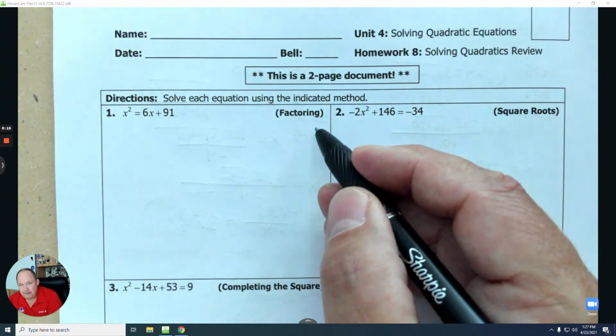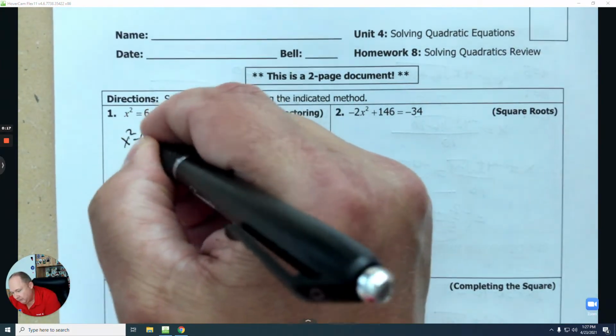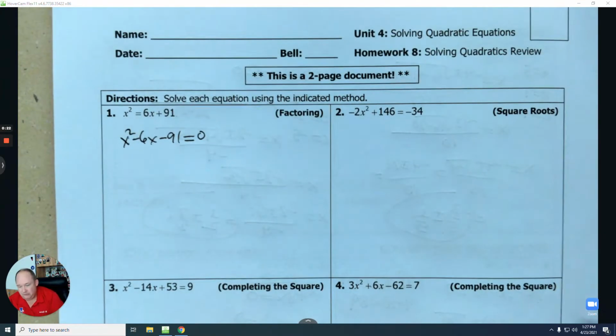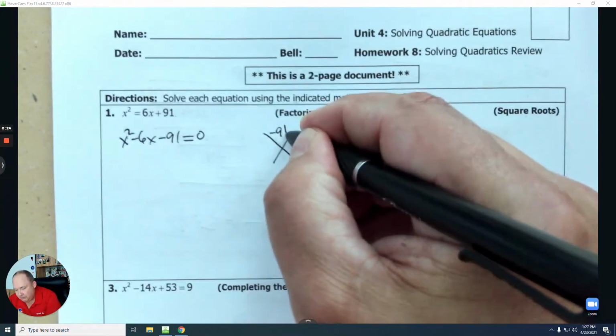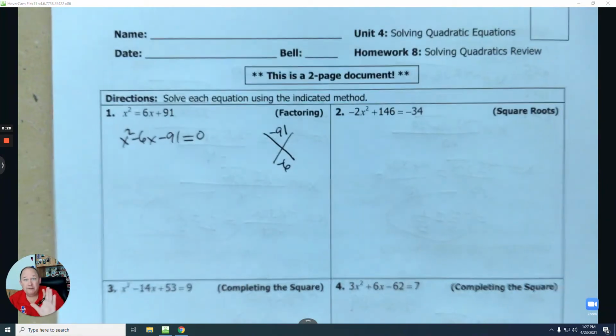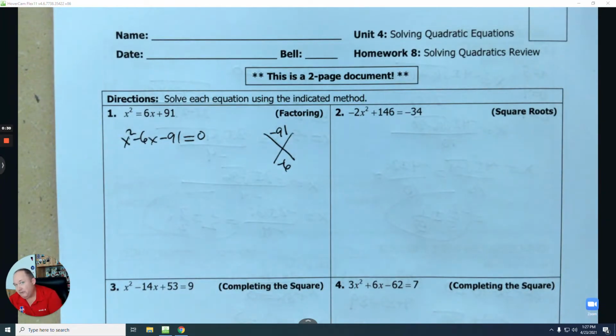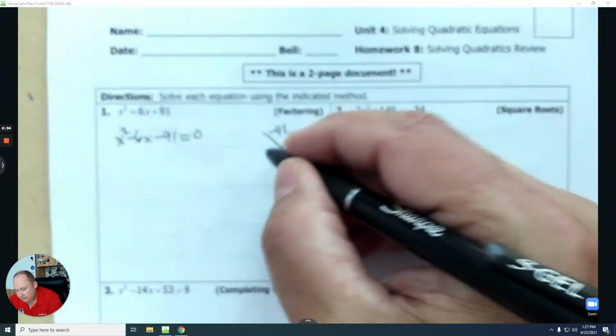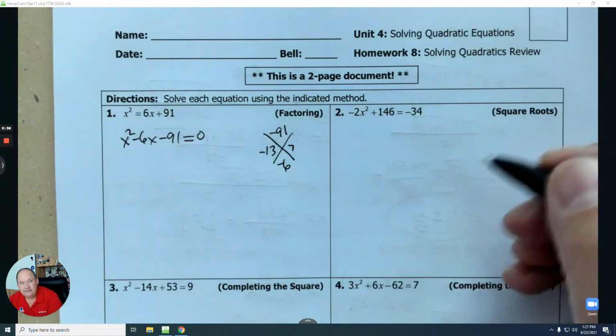So solve this one by factoring. Step one is to make it equal to 0. At any time you can press pause if you need to. So if I said what two numbers multiply to negative 91 and add to negative 6, press pause, think about it, write down your answer, and then I'll do it. So the two numbers are negative 13 and 7.